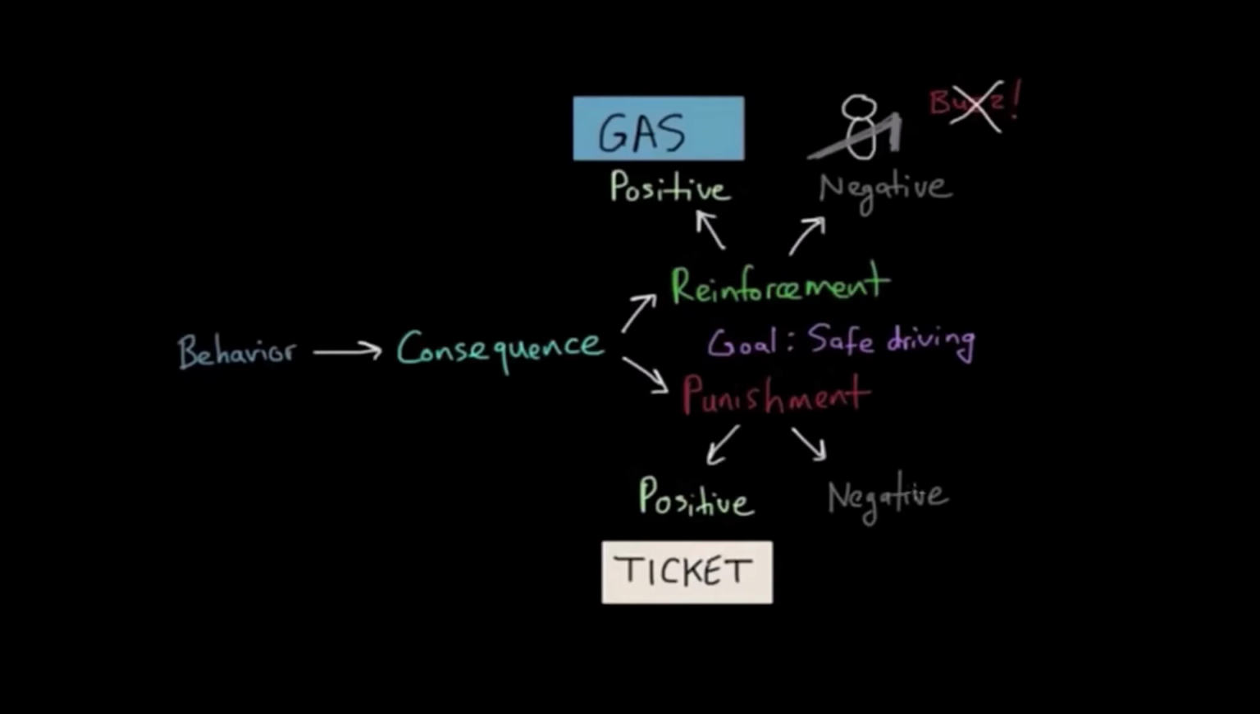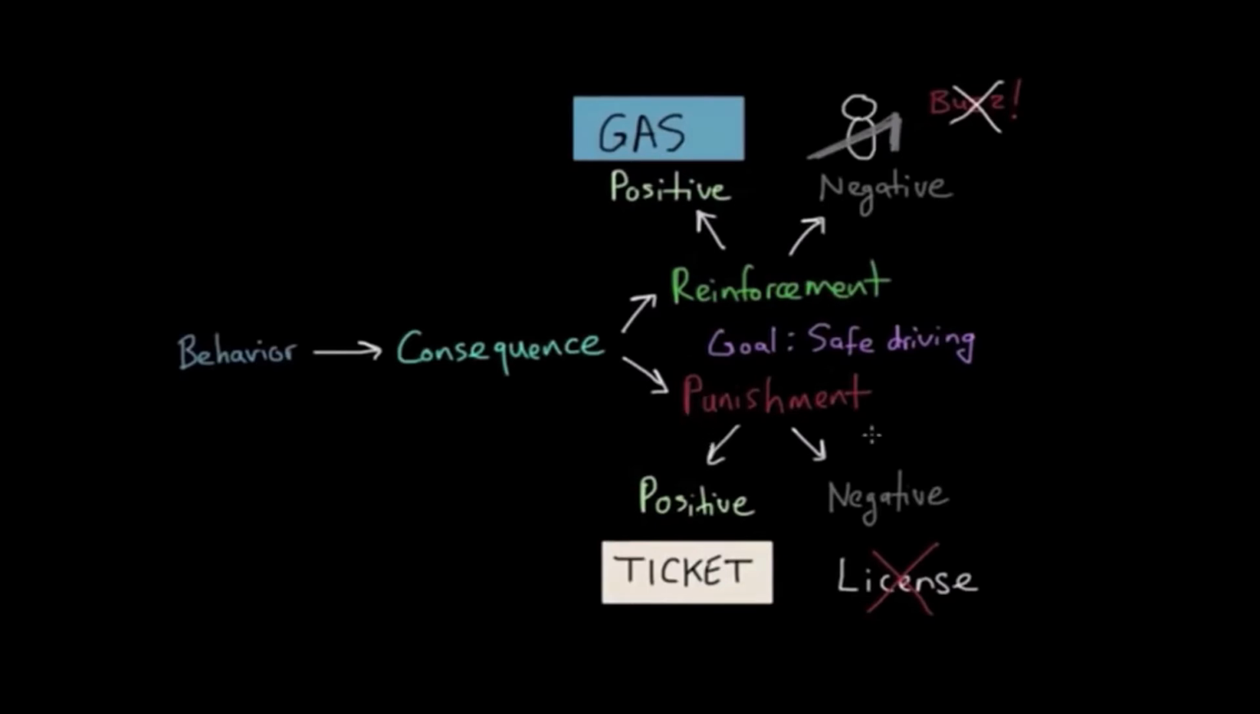On the other hand, negative punishment means something's being taken away in an effort to decrease the chance that a behavior will occur again. So if you want to decrease unsafe driving by taking something away, one extreme example is sometimes when people consistently break the law and they show that they're not safe drivers, courts will take their license away. And by taking away their license, they're decreasing the chance that they can perform more unsafe driving.